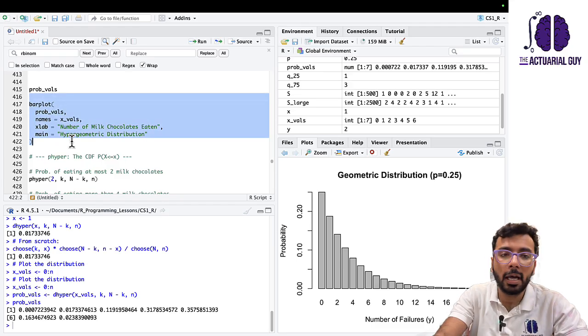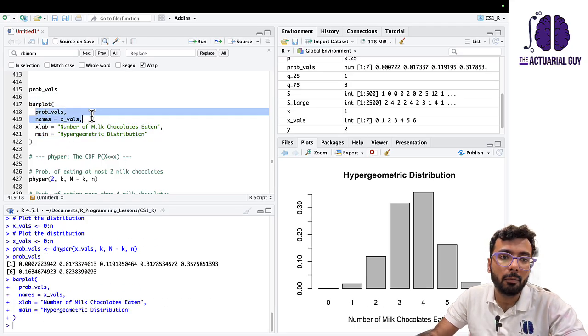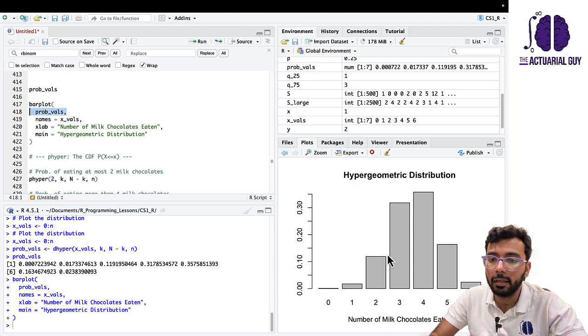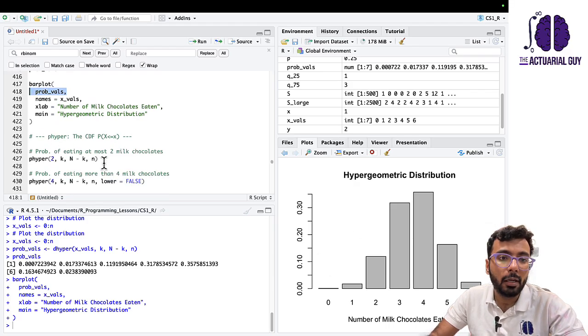Now you can obviously make a bar plot of this. Remember, in bar plot, the first argument is the y-axis, so that's what you've put, and everything else is fairly standard. So this is your hypergeometric distribution. This is what it looks like on a bar plot.